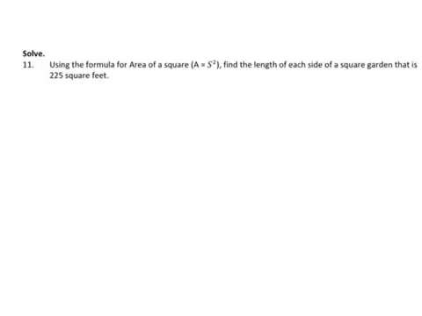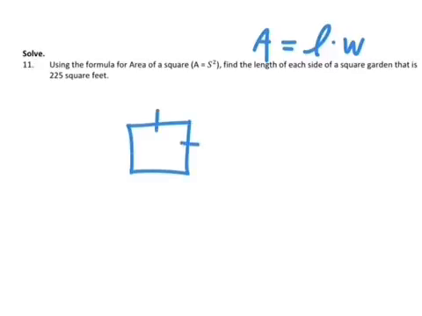Question 11. Use the formula for area of a square. A equals side squared, or S squared. And you might be more familiar with area as length times width. If it's a square, the length and the width would be the same sides. We're going to find the length of each side of a square garden that has 225 square feet.